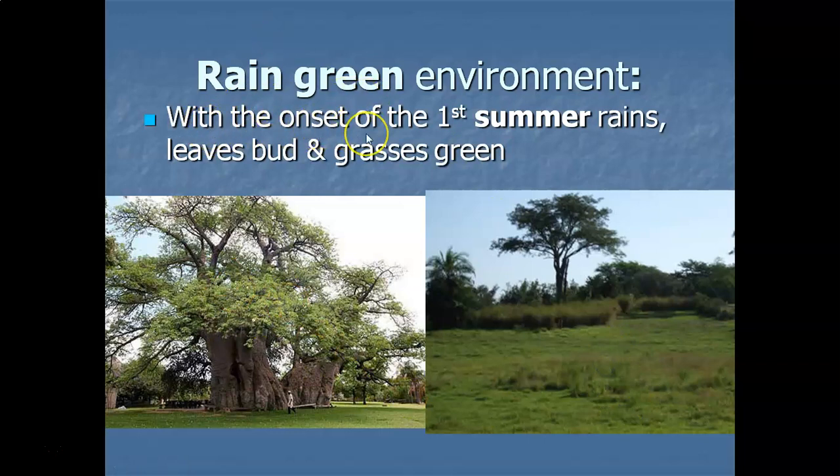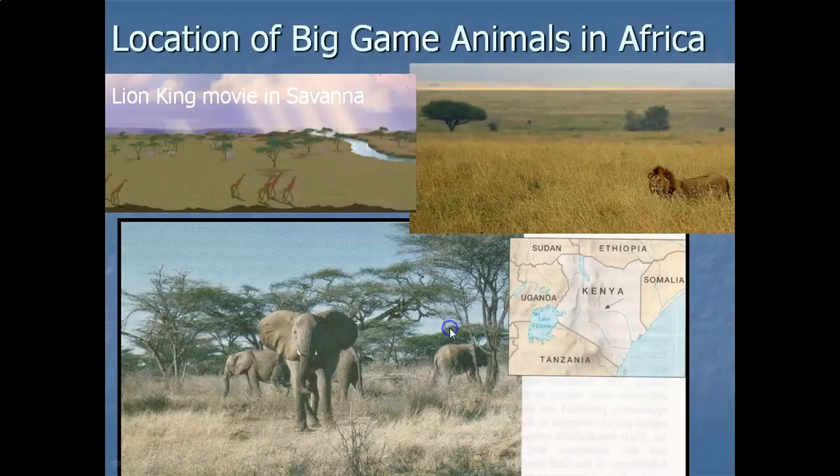With the onset of the first summer rains, and that's how you remember it, the onset of the first summer rains, the leaves bud practically overnight and the grass is green. And it really is a fast thing that happens with the first rains. Pretty much within a week, everything greens right on up, and depressions will fill with water, and you'll have lakes and swamps, and just a totally opposite looking landscape. So this is called a rain green. As soon as it rains, everything turns almost immediately green.